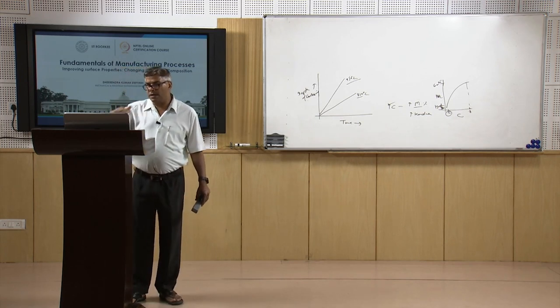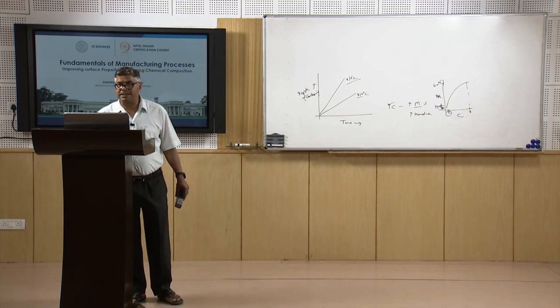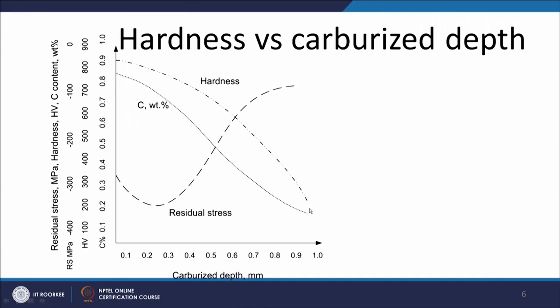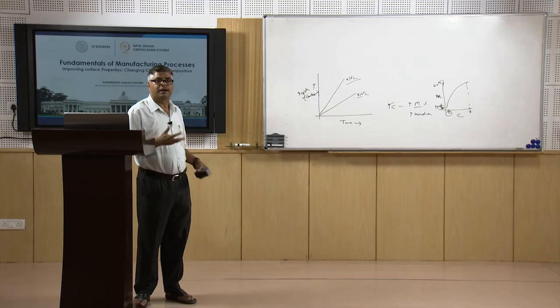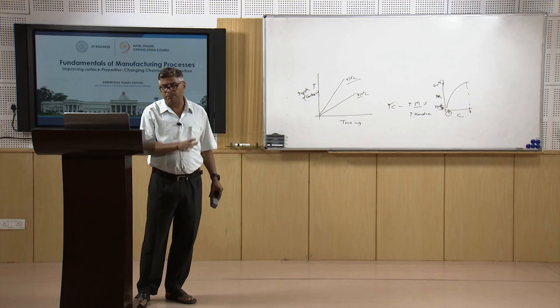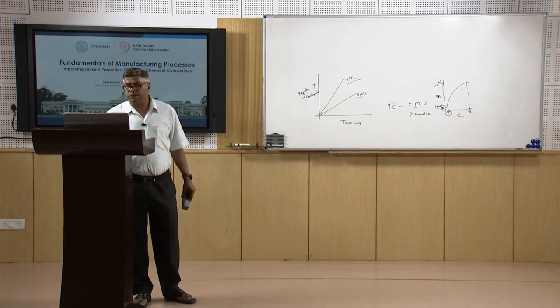And as we go down below the surface, we can see a continuous drop in hardness because of the decreasing carbon content in the subsurface region. This is the typical method. There are three ways of carburizing: one is solid carburizing, also known as pack carburizing, then liquid carburizing and gas carburizing. In all these cases the concept is the same, where a carbon-rich environment is created around the component so that carbon can diffuse into the surface.